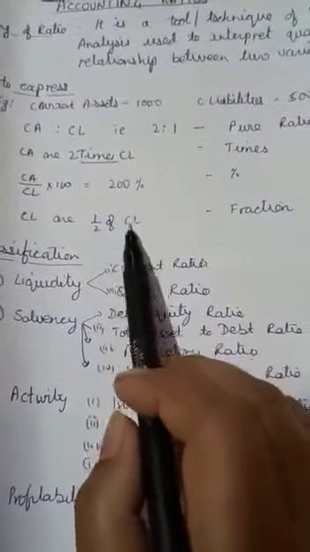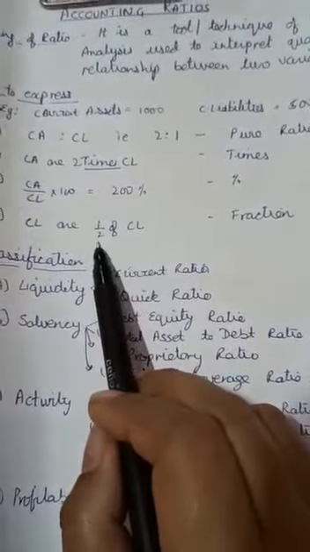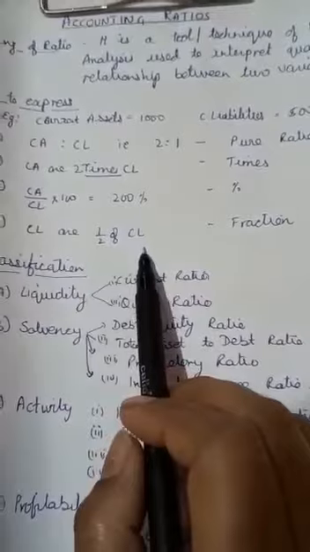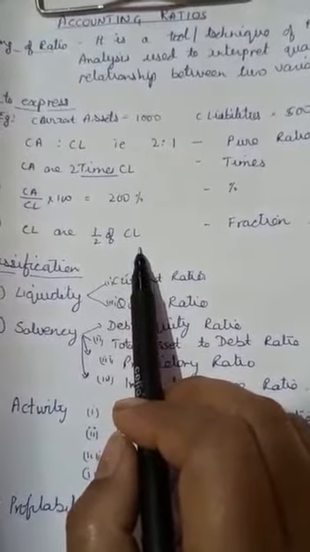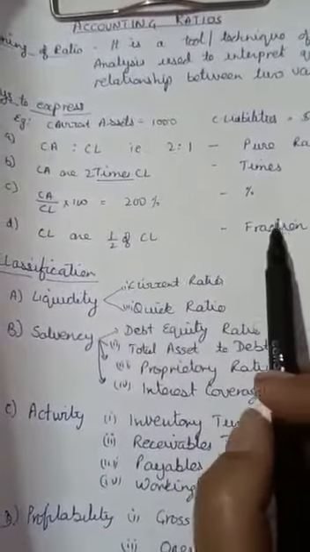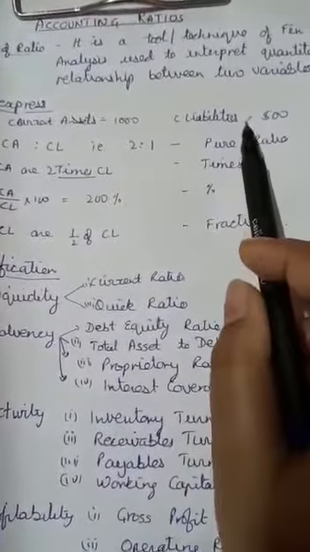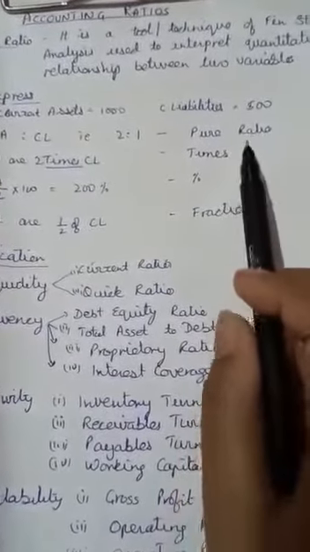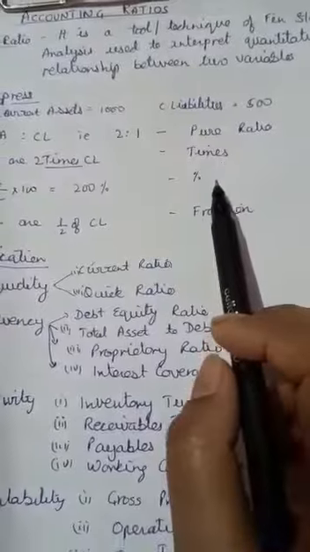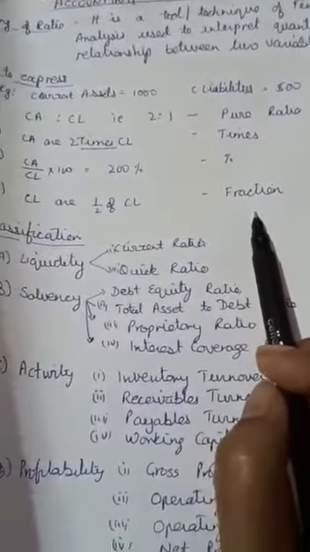A ratio can be in the form of 1 by 2, or 0.5. That will be 50, that will be 0.50. So that will be called fraction. So these are the ways of expressing a ratio: pure ratio, in times, in percentage, or in fraction.